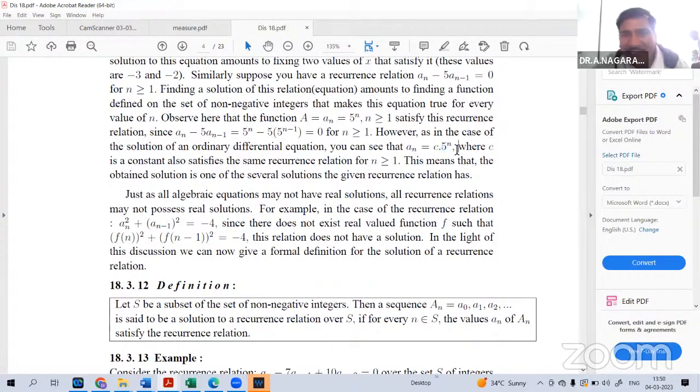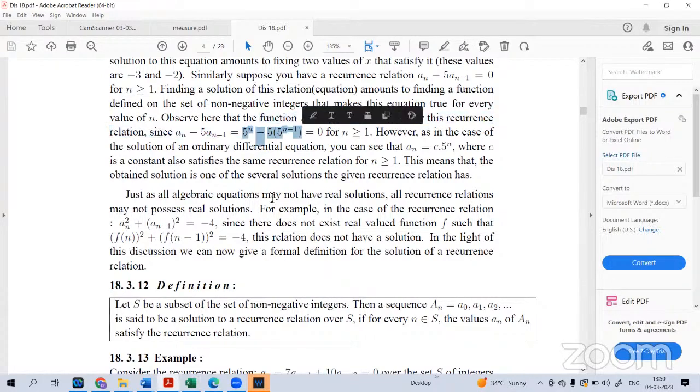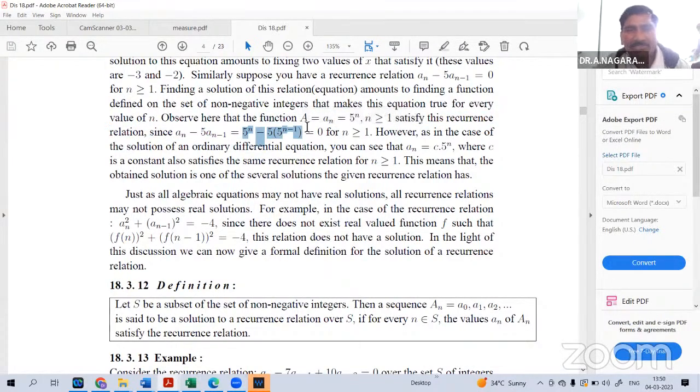Yes, sir. Is it correct? Is it satisfied? Yes, exactly. The solution is clearly satisfied. I substituted here, and I can get it. In place of an it is 5 power n, and minus 5 into 5 power n minus 1. So here it becomes 0. Is it clear?